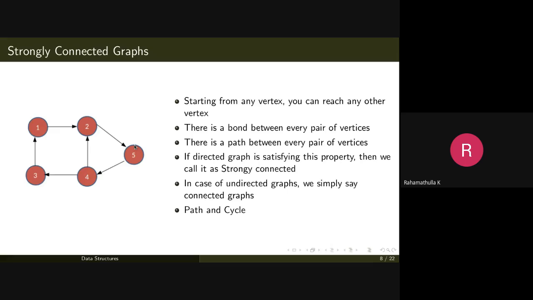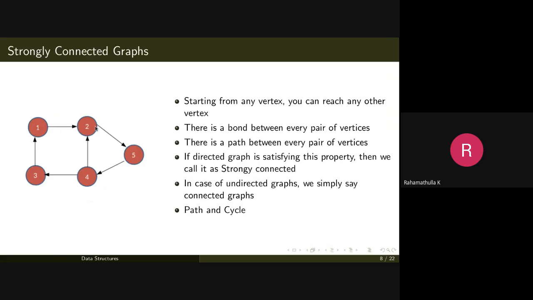1, 2, 5. So this graph is known as strongly connected, and this terminology is used only in the case of directed graphs. If the directed graph satisfies the property that there is a path between every pair of vertices, then we say it is a strongly connected graph. In the case of an undirected graph, we simply say it is a connected graph, not a strongly connected graph. So, for example, if this edge was in the reverse direction, 4 to 5, then there is no path from 1 to 4, so it is not a strongly connected graph.